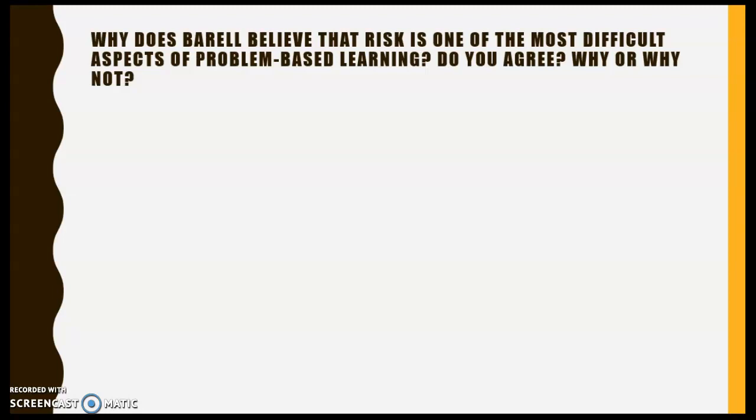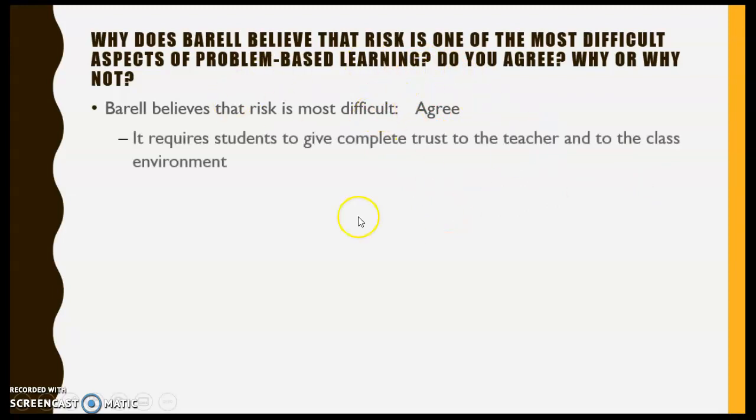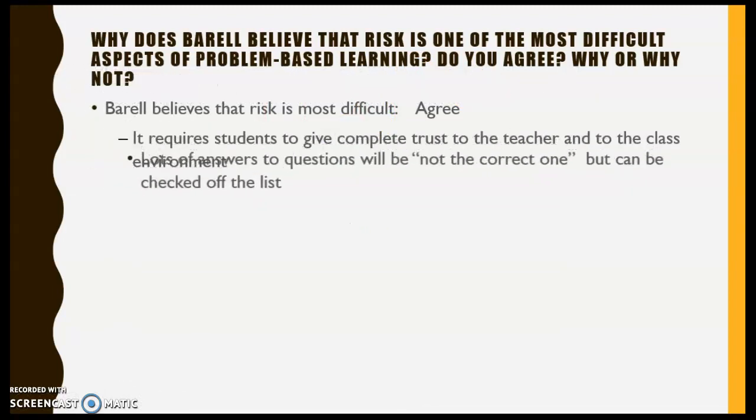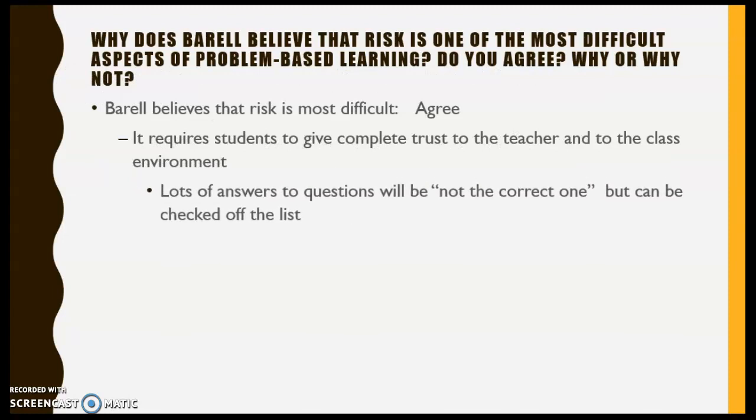Now we go to chapter 2. Why does Barrell believe that risk is one of the most difficult aspects of problem-based learning? Do you agree? Why or why not? I do agree that risk is the most difficult, because it requires students to give complete trust to the teacher and to the class environment. Lots of answers to questions will not be the correct one. That's part of brainstorming, because you're just throwing things out there. But what doesn't stick to the wall helps you, because you know it's not the right answer, so you can check it off the list.